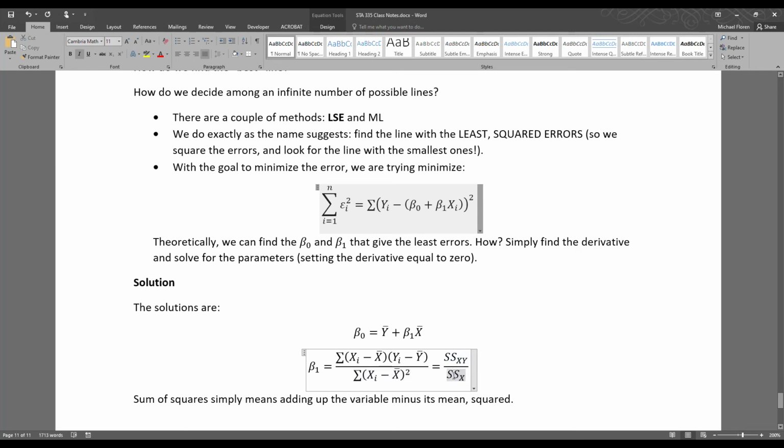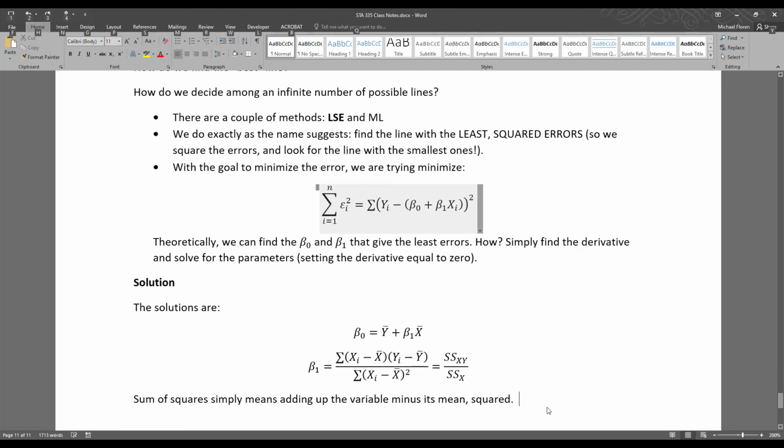So if you're confused as to what the sum of squares of x is, well, it's x minus the mean quantity squared. With two variables, it takes on a bit of a different meaning, because instead of taking the variable minus its mean squared, you take the variable minus its mean, and instead of multiplying by itself, which is the same thing as squaring, you multiply by the second variable minus its mean.